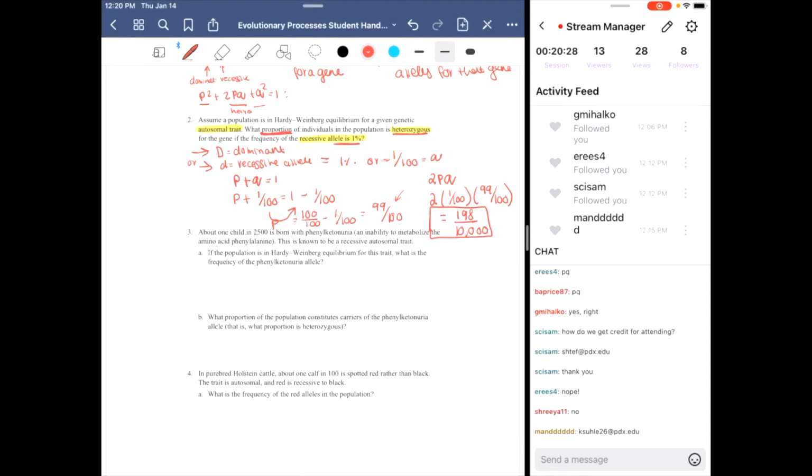All right, so the next question is giving us exact numbers. It's saying that about 1 child in 2500 is born with phenylketonuria, which is an inability to metabolize the amino acid phenylalanine. And this is known to be a recessive autosomal trait. So if the population is in Hardy-Weinberg equilibrium for this trait, what is the frequency of the phenylketonuria allele?